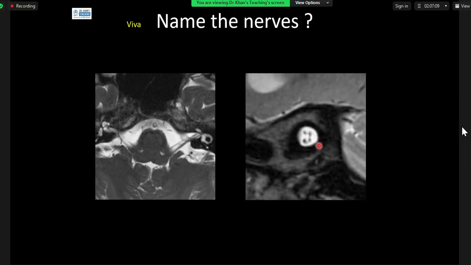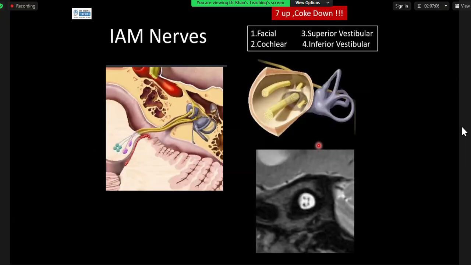And the classical question is, what is what? So coming back, here you are. This is the cochlea. So the cochlear nerve is coming out. This is the vestibule. Two nerves come out, superior vestibular and inferior vestibular, and superior to that is the facial nerve. So the formula is 7 up, Coke down. So 7 up means facial, superior, and this is the cochlear nerve, superior vestibular, inferior vestibular. So this is the anatomy of the IAM on an MR.